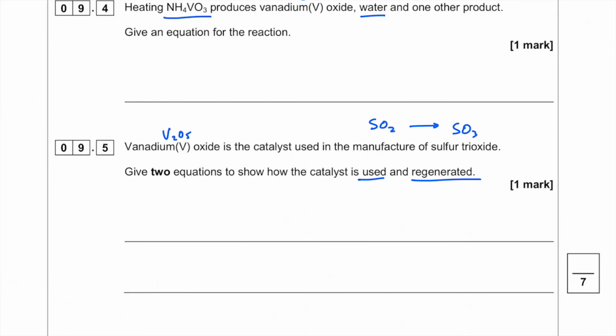How does V2O5 actually help convert SO2 to SO3? And then what do we actually get as a product of that? What does our catalyst turn into? But then how is it regenerated? All right, so 1 mark there for 2 equations, and of course they need to be balanced as well.